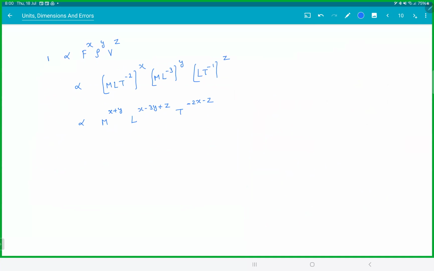So this is mass m. So m power 1, L power 0, T power 0. The RHS will be the same. So x plus y is 1. X minus 3y plus z is 0. Minus 2x minus z is 0. So z is minus 2x. Y is 1 minus x. So dump it here and dump it here. X minus 3 into 1 minus x.